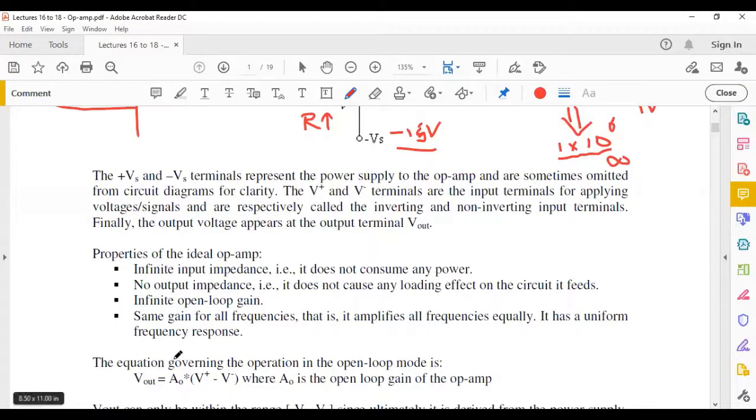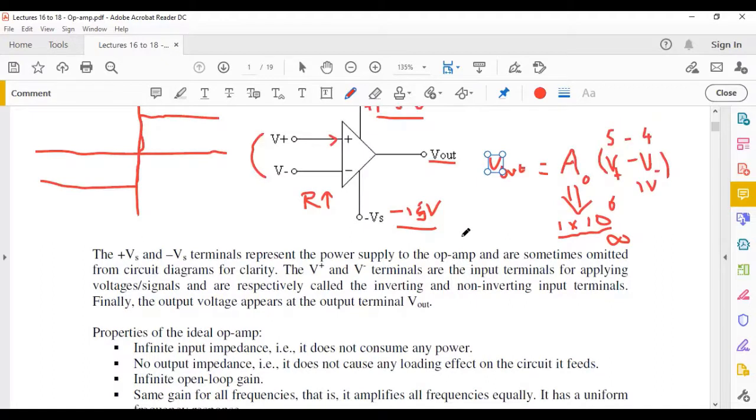Next one, which we see down the line, is that the op-amp has the same response to all frequencies, meaning it amplifies all frequencies equally. So if you are trying to amplify a signal, let's say 50 hertz or 1 kilohertz or 1 megahertz or 1 gigahertz, an ideal op-amp would have the same characteristic for all frequencies. But as we see later, normally a real op-amp would not behave like this. As you start increasing the frequency, the op-amp will start reducing in gain. Now we're going to see that later.